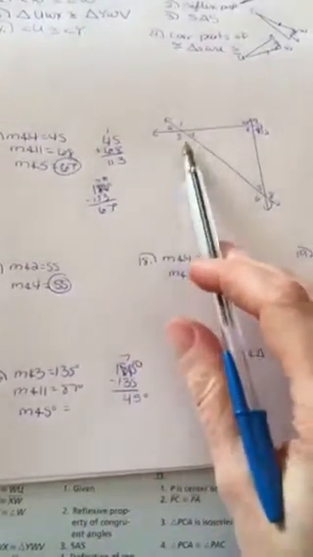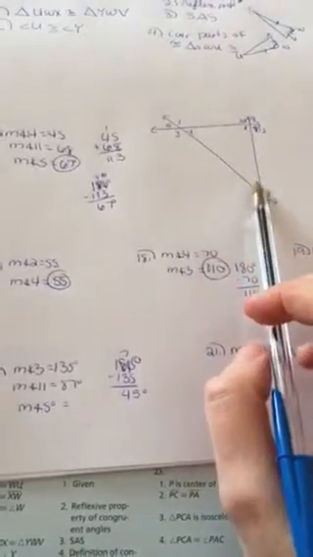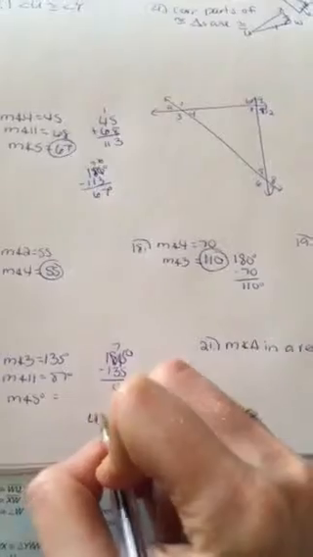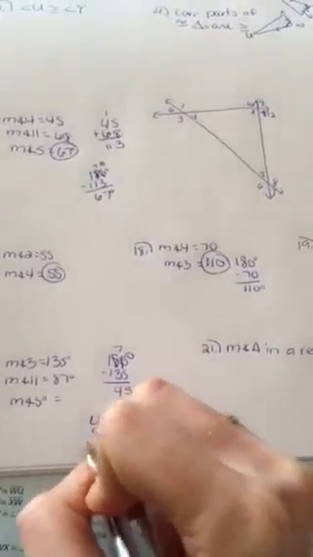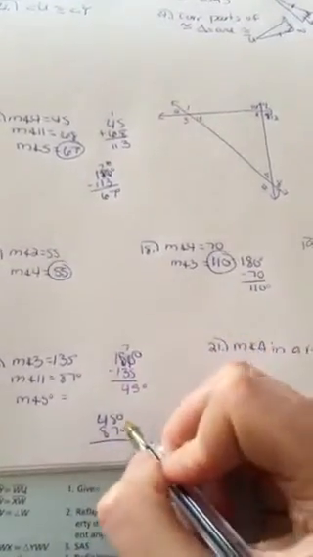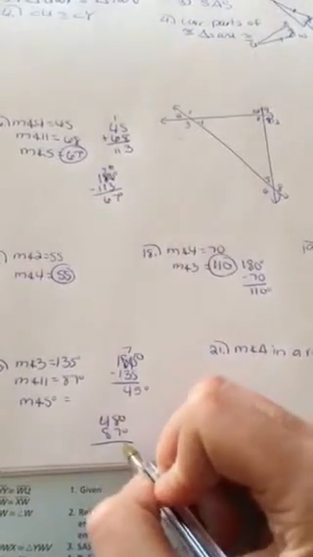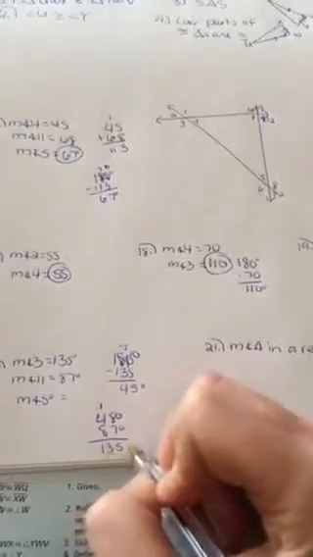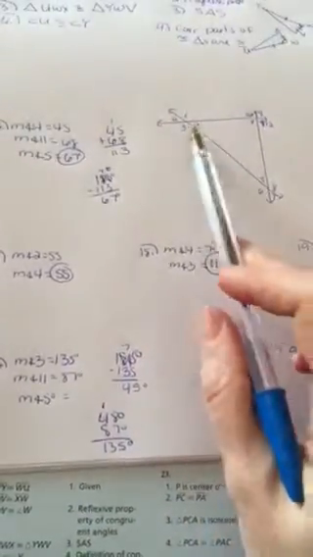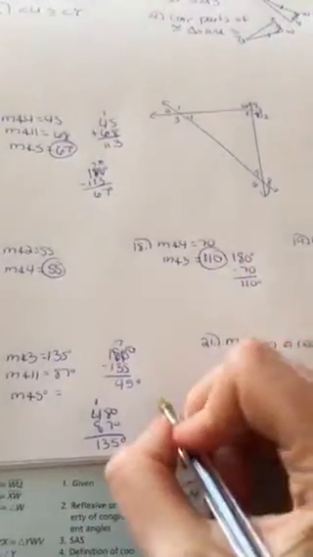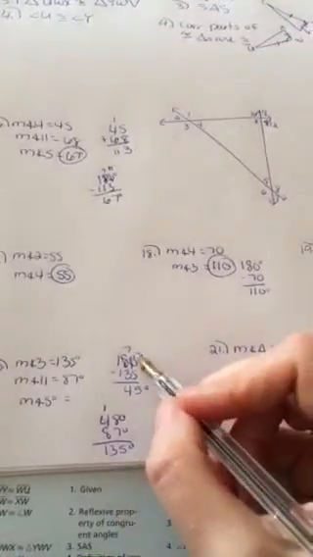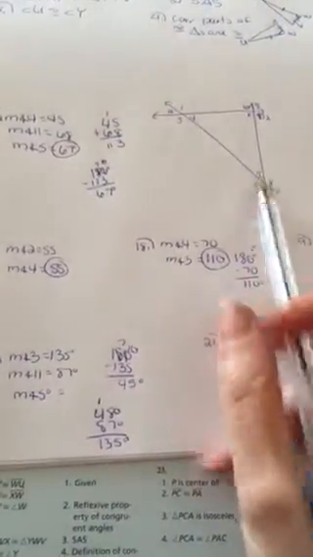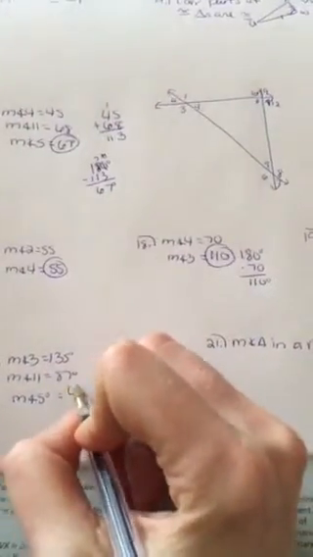So if I do 4 plus 11 plus 5, it would give me 180. So 4 plus 11, angle 4 is 45 degrees, 11 is 87 degrees, and I don't know number 5 yet. So 8 and 7 is 15. Carry the 1. 5 and 8 is 13. So these two are 135 degrees. Okay? And we did it up here already. 180 minus 135 is 45. So 5 will be 45 degrees.